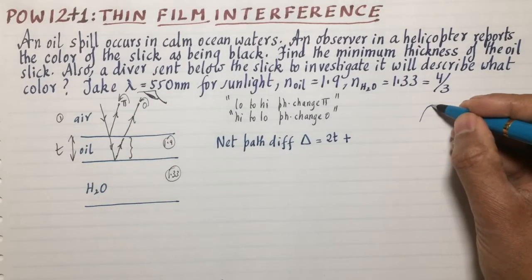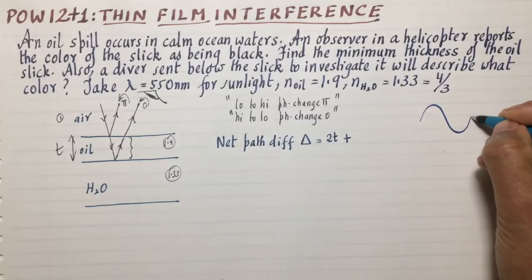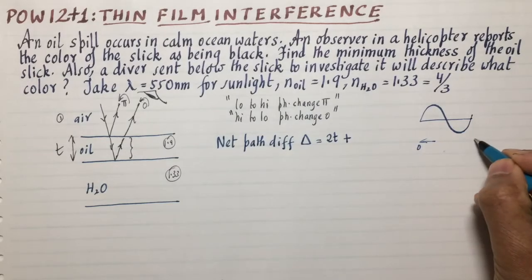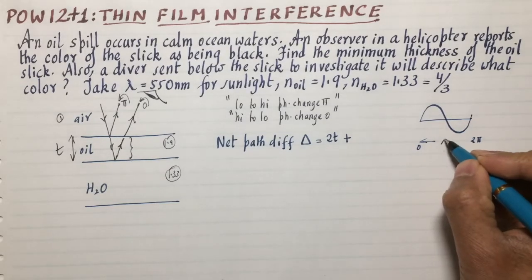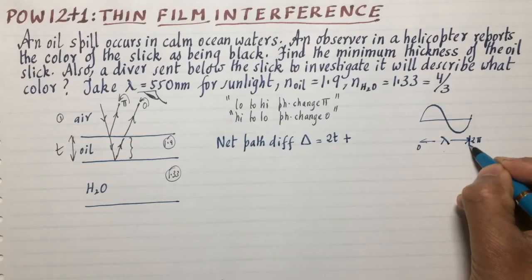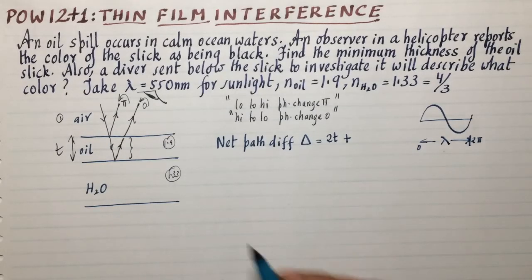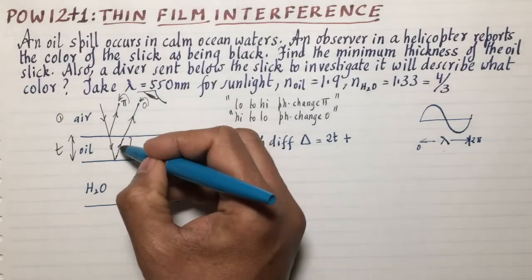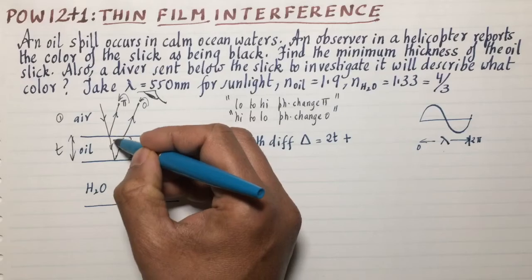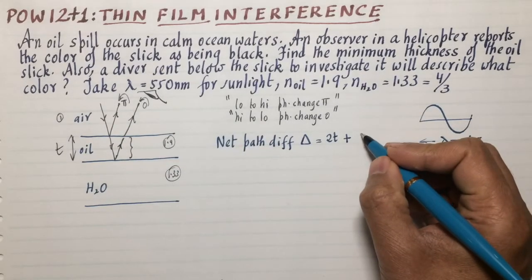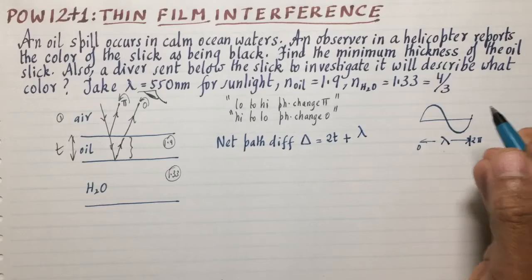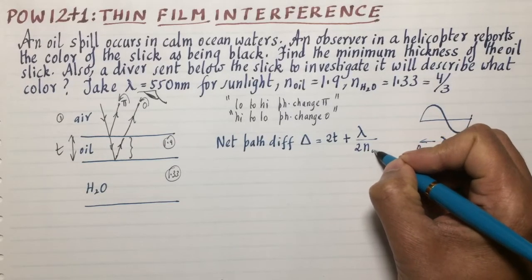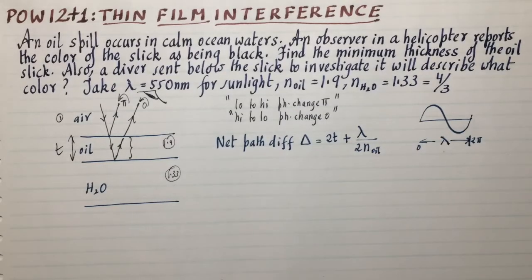Now if you think about a wave and look at the complete wave, then a phase difference of 2 pi is what this entire wave is worth. It's 0 to 2 pi. And that corresponds, however, to a path difference of lambda. A full lambda is sitting within 2 pi radians. So within pi radians, the path difference is going to be lambda by 2. However, it's lambda by 2 in the film. In the film, the wavelength gets compressed. So it's going to be lambda over 2 times the refractive index of oil. So that's the total path difference.